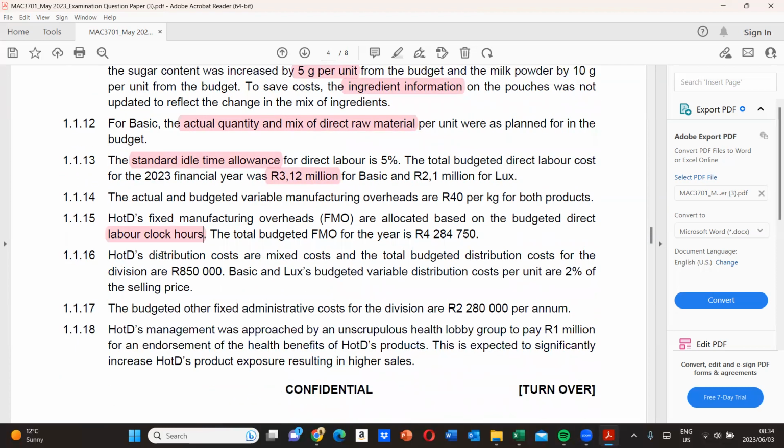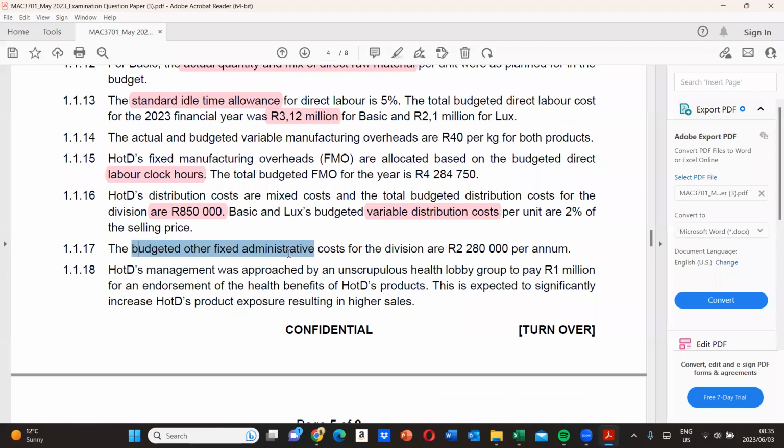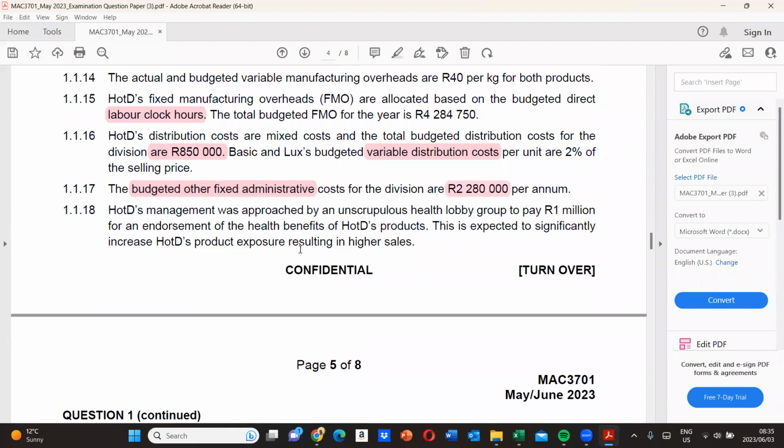750. The distribution costs are mixed costs, and the total budgeted distribution cost for the division is 850,000. Basic and Lux's budgeted variable distribution cost per unit is 2% of the selling price. The budgeted other fixed administrative cost for the division is 2,280,000 per annum. Management was approached by an unscrupulous health lobby group to pay 1 million for an endorsement of the health benefits of these products.